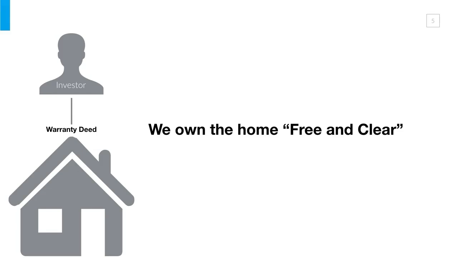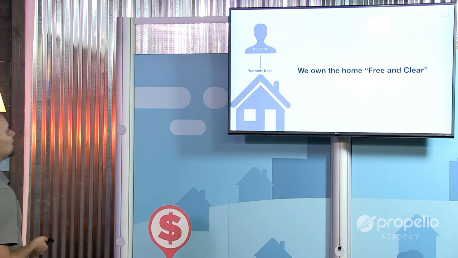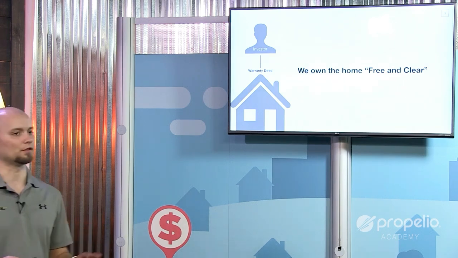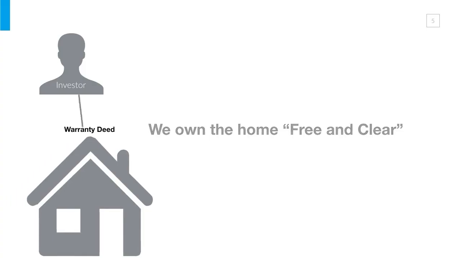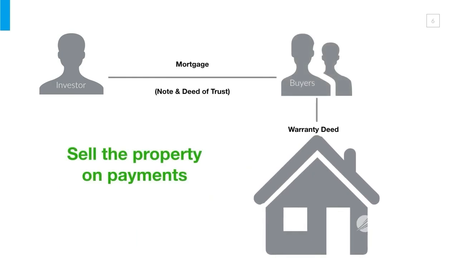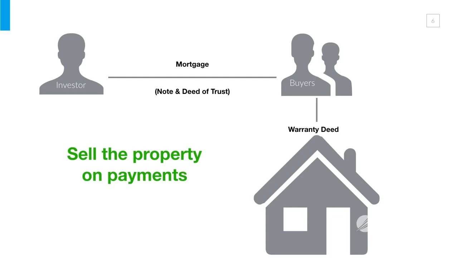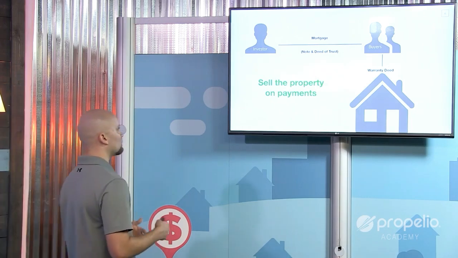So let's look at this example. Let's say that we own a house free and clear. You're the investor, you've got a warranty deed on this house, so you own it free and clear. If you're going to sell it with owner financing, it's as simple as this. The warranty deed goes to your buyer, so they become the owner of the property. And the buyer gives you a deed of trust. You're going to sign a note with the buyer. So they get the warranty deed, and then they've got a mortgage, but that mortgage goes to you. You're selling your property on payments. That's what the owner financing side is.